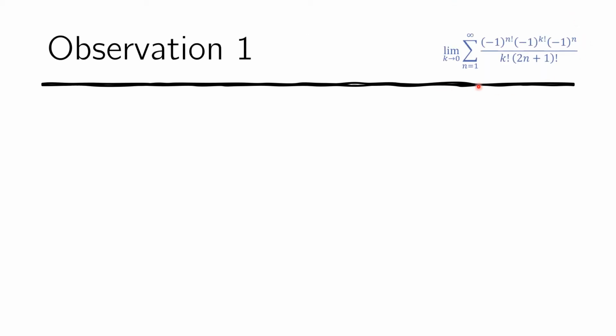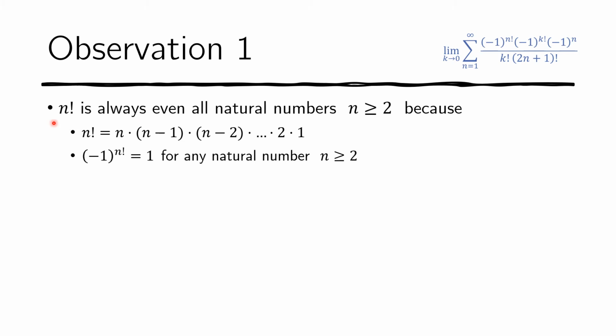This is our previous result. Now we make the following observation. N factorial, that is this exponent out here, is always even if n is greater than or equal to 2. We can see why that is true if we try to expand n factorial. Again, n is greater than or equal to 2.